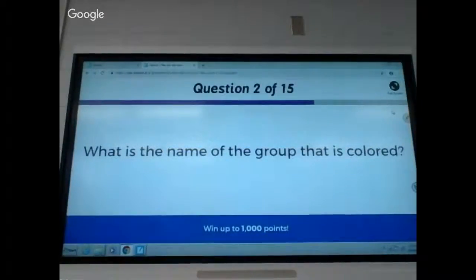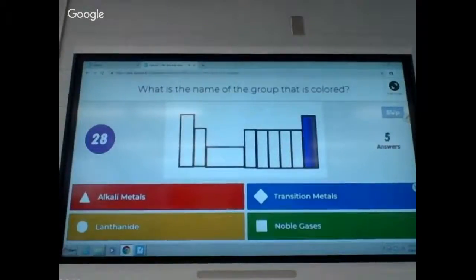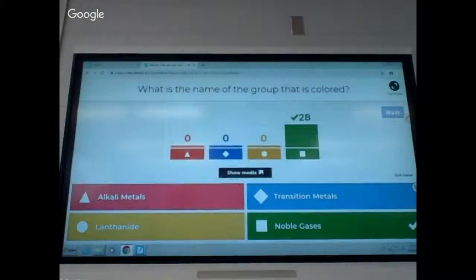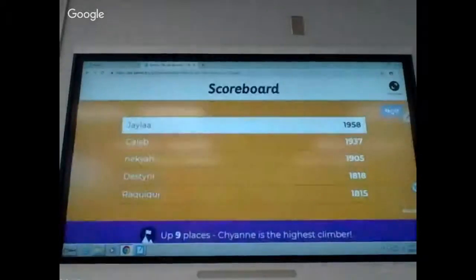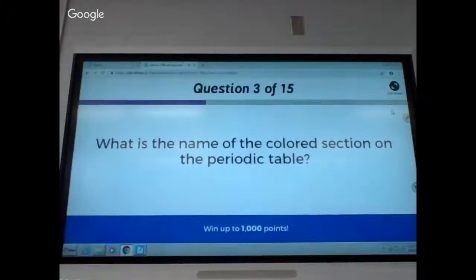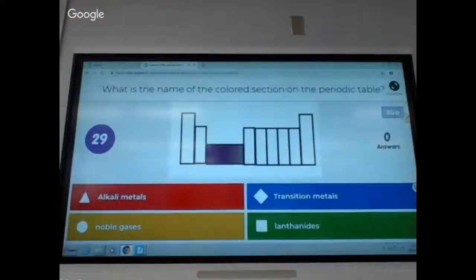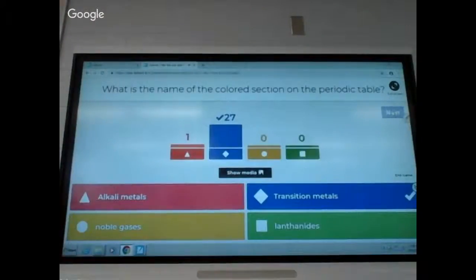What do you mean? There's 2. Just the end. Okay, I was right. Good. The alkaline metals are group 1.